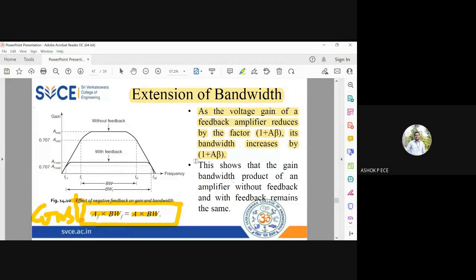So this shows very clearly that the gain bandwidth product of an amplifier without feedback and with feedback will always remain the same. Theoretically, it will be exactly same. Practically, it will be same, slight deviation will be there. See, always theory and practice will not go hand in hand, right? So theory, we strictly say it is going to be constant, but practice, there will be very few change in the decimal place. Otherwise, the gain bandwidth product will be constant for an amplifier, whether it is going to have feedback or whether it is not going to have feedback. We are not bothered. The gain bandwidth product for any amplifier is going to be always constant.